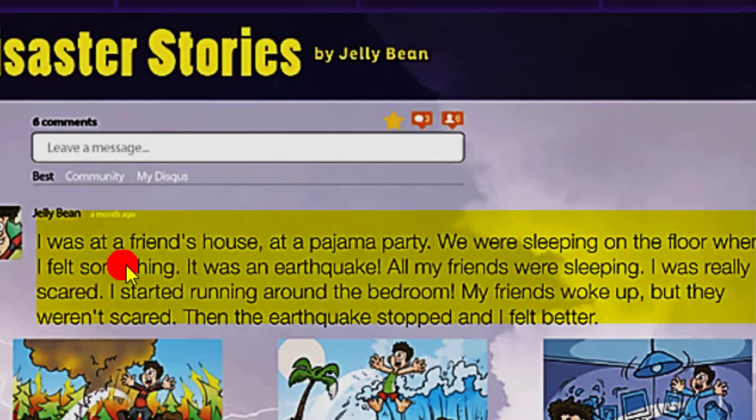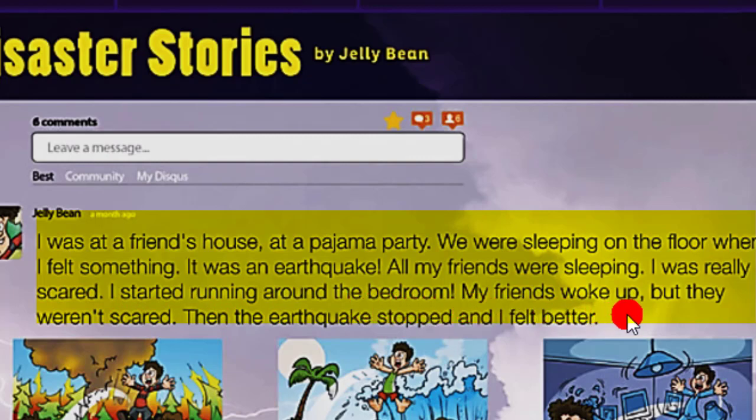I was at the friend's house at the pajama party. We were sleeping on the floor when I felt something. Dice, yo estuve en la casa de un amigo en una pijamada. Estuvimos durmiendo en el piso cuando sentí algo. It was an earthquake. All my friends were sleeping. I was really scared. Era un terremoto, dice. Todos mis amigos estuvieron durmiendo. Yo estuve realmente aterrorizado.